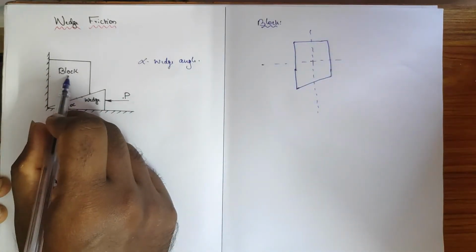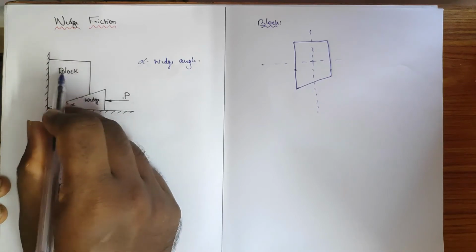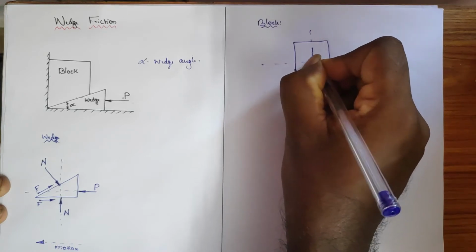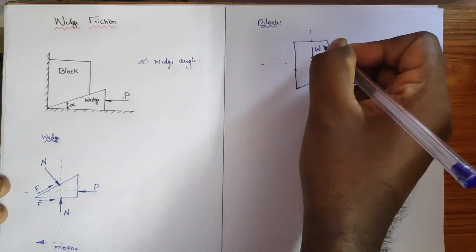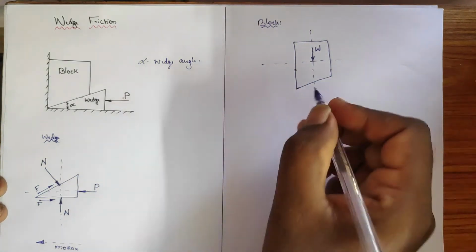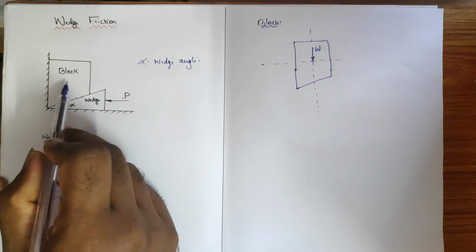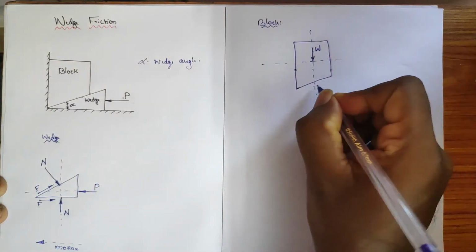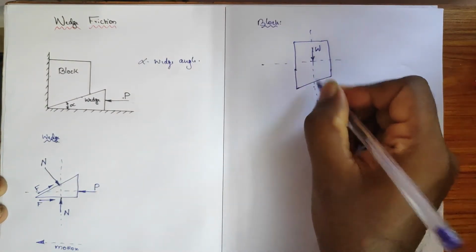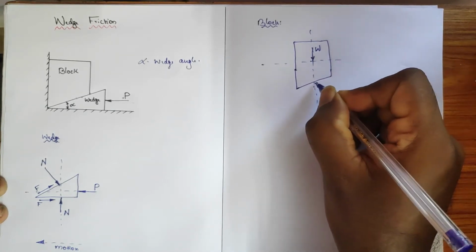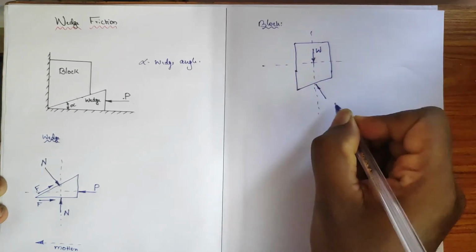Now, what are the forces? It has a huge, heavy weight. So the block will have self weight, which will act from the center just downwards. Then if you consider the force between block and wedge, there will be the friction force and the normal. Normal will be just 90 degrees to the plane. So if you consider 90 degrees, something like this, you will have the 90 degree, which is a normal.